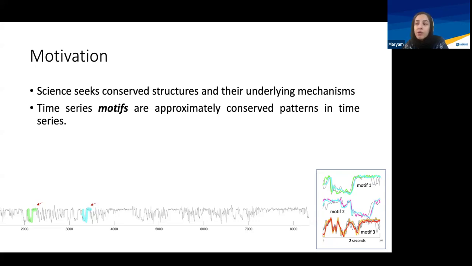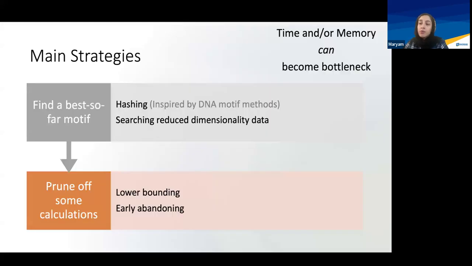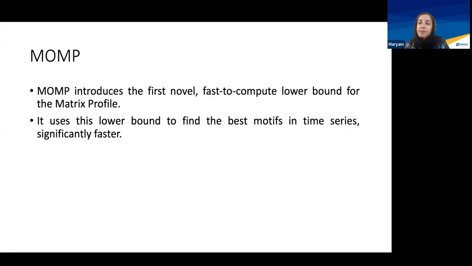Existing methods for motif discovery include matrix profile, or I will call it MP from now on, which is efficient but constrained when applied to large-scale datasets, typically handling time series only up to a few million data points. Other methods rely on pruning calculations, but are often limited by time and space constraints. MOMP overcomes these challenges, enabling efficient pruning and scalability to much larger datasets.